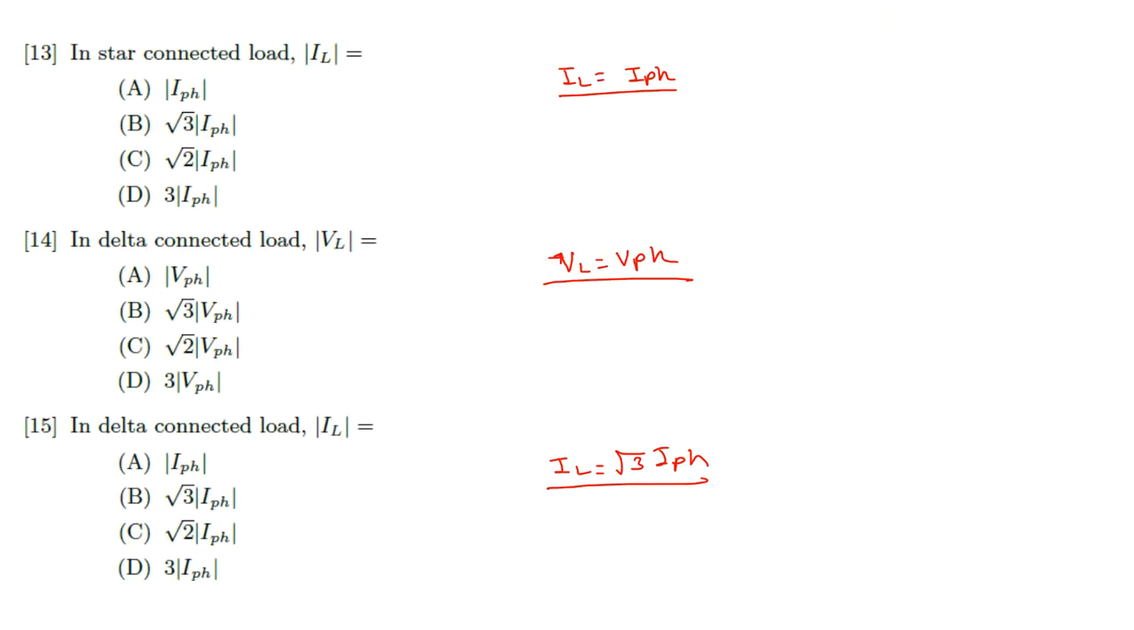Let us begin with the next. Obviously, in star connected load, the line currents and phase currents are equal. I have discussed this already. So IL is equal to IPH. For delta connected load, VL is equal to VPH, and line current is root 3 times the phase current. Keep in mind, the phase values are either equal or less. So phase values are never greater than the line values. You should remember this. So here the correct one is this one, and for delta connected load it is root 3 IPH.